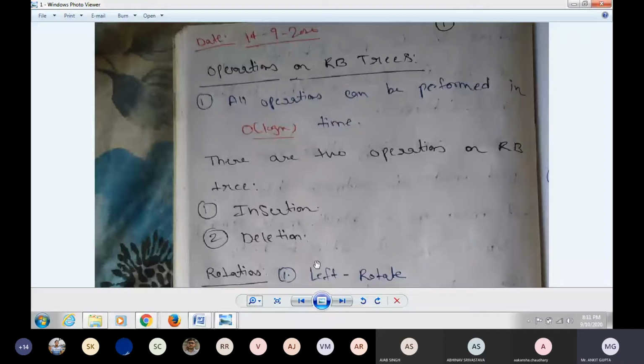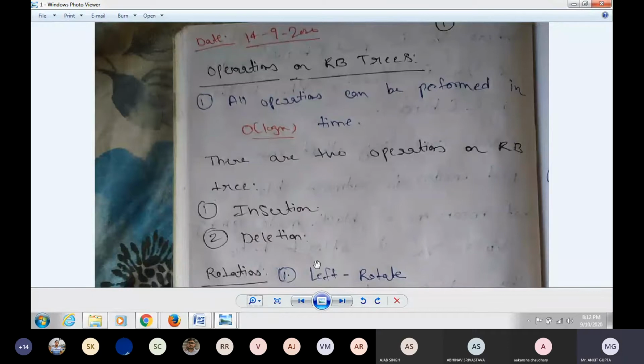That is, first is the root should always be black. Is it clear? Okay, the root of the red-black tree is always black. Okay, and every nil node should be black. Okay, and third, there are no two adjacent red nodes.